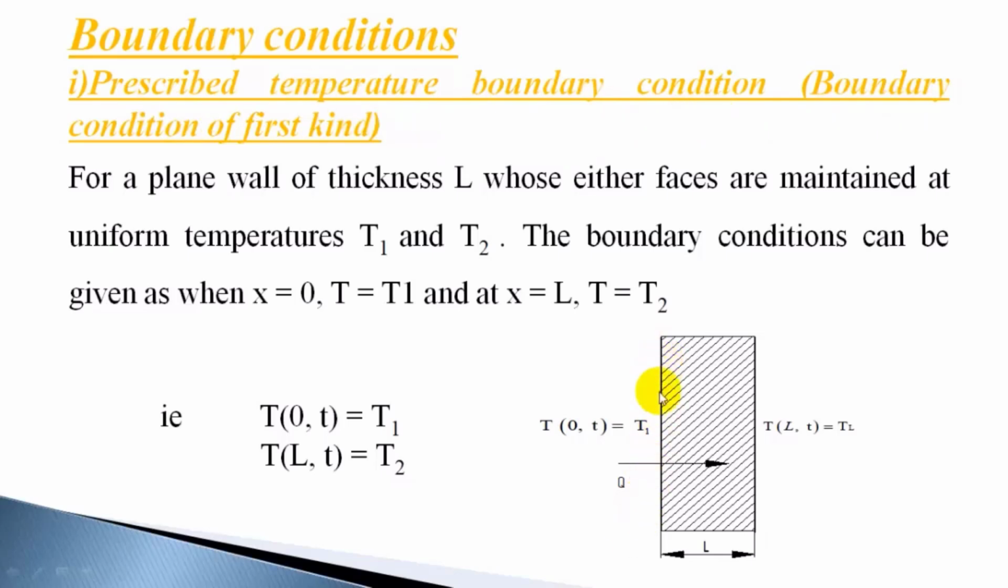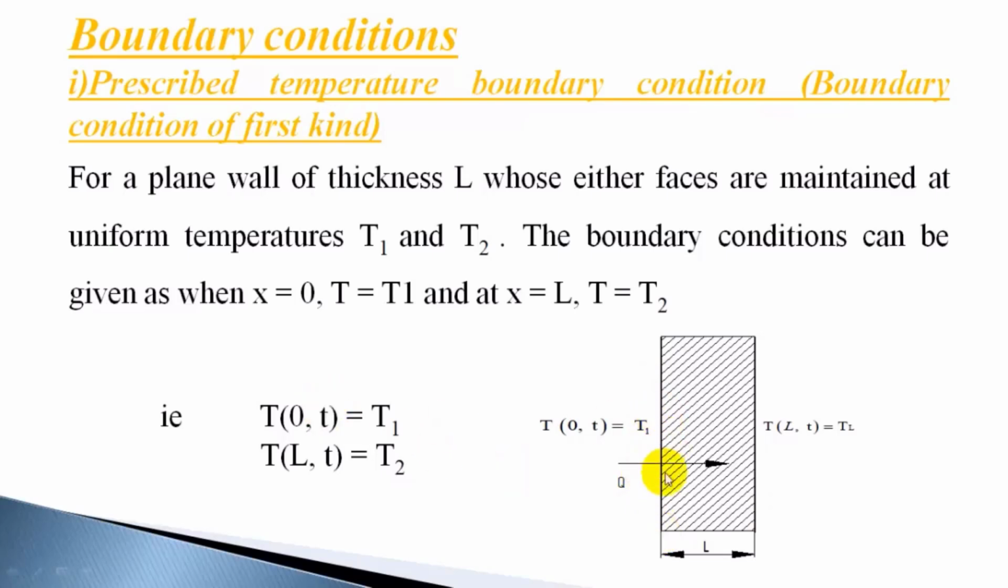So for a surface, if the temperature is specified, at this point the temperature is T1 and the other end temperature is, say, TL at a distance L from this point. If you take this as the x-axis, at x equal to 0 we have temperature T1 and at x equal to L the temperature is TL. So we are specifying the temperatures. Somehow we are maintaining the temperature constant. Here also the temperature remains constant. So if you can specify the temperature at a given point, that is the constant temperature boundary condition.